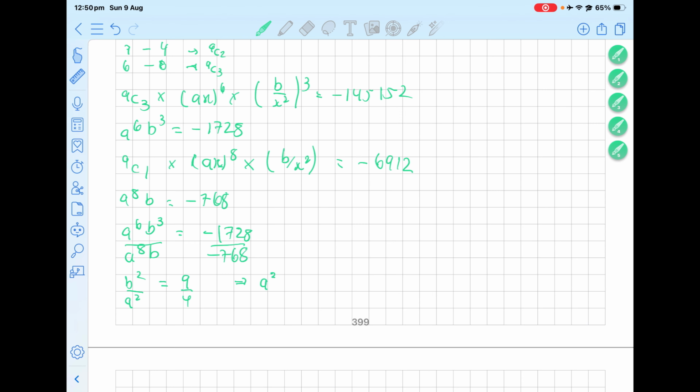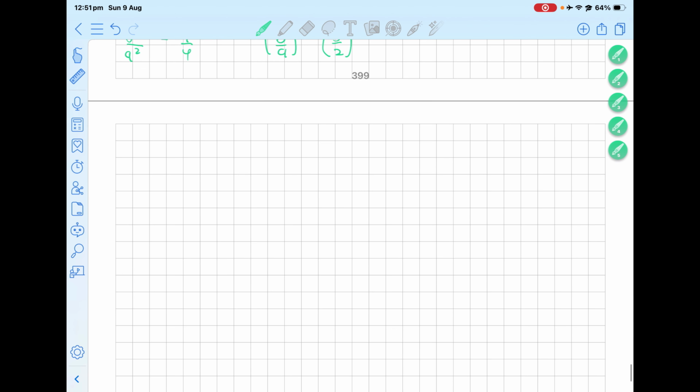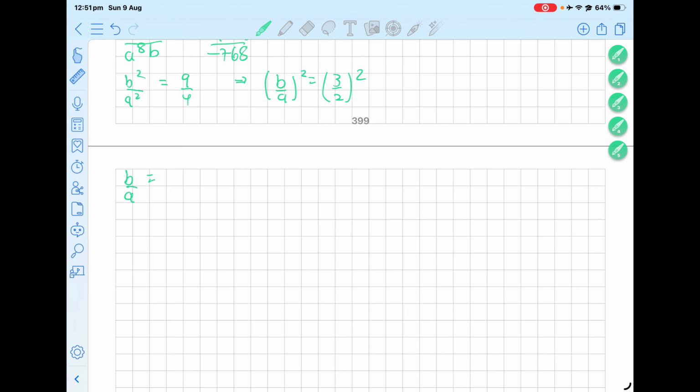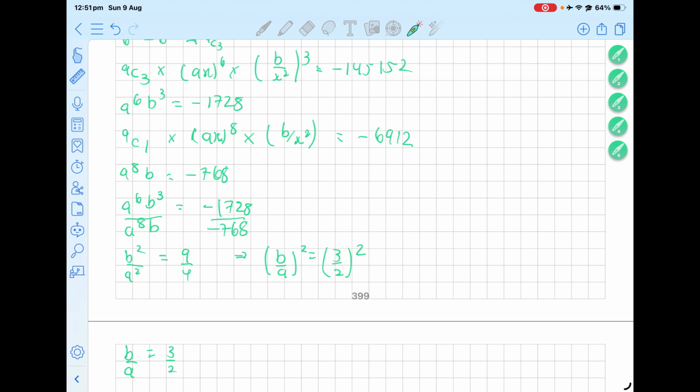b over a, the whole thing squared, is 3 over 2 the whole thing squared. So you can officially say that I have found that b over a equals 3 halves. So therefore 3a equals 2b. So let's do b equals 3a over 2. So now we can put it into this equation.